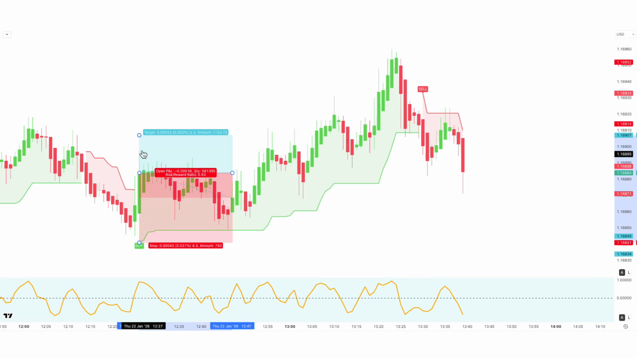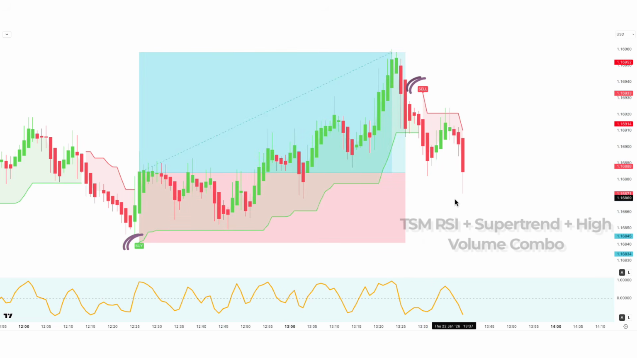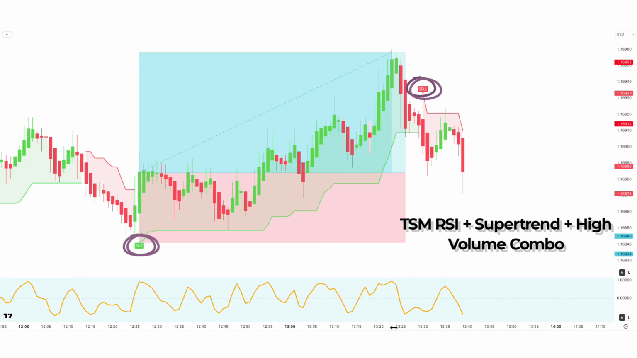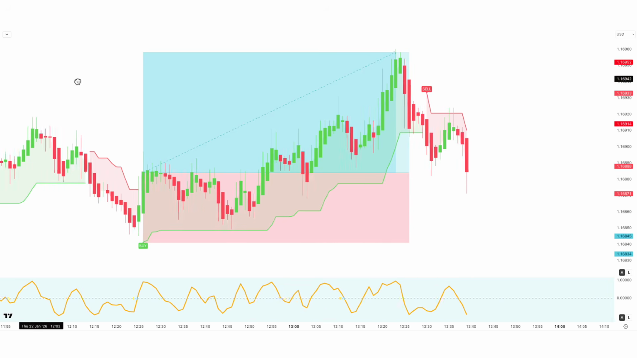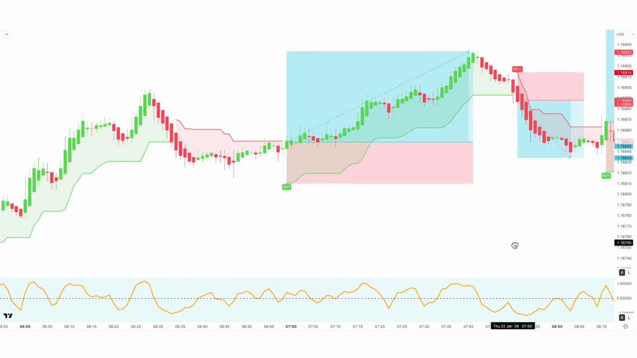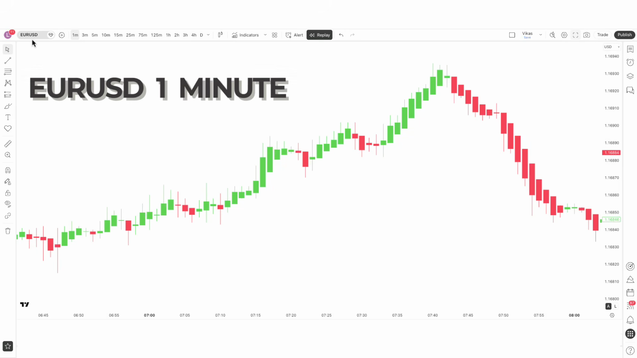First of all, let us know about trading tools. The buy and sell arrow indicator we see in the chart is called the TSM RSI Plus Super Trend Plus High Volume Combo Indicator. Now we tell you how we want to trade. Let's start the video. We open the EUR/USD 1-minute chart.